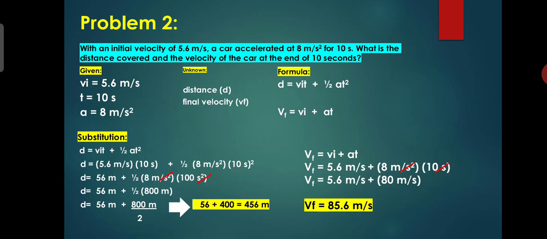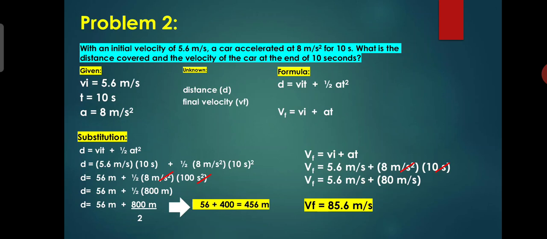And then, yung time is 10 seconds. Acceleration is 8 meter per second squared. Malalaman mong acceleration yan kasi yung unit niya is meter per second squared. Kapag acceleration, naka-squared po yung time. Unknown is the distance and final velocity or the Vf. Now, to compute for the distance, we will be using the second formula, Vit plus 1 half at squared. And for the final velocity, we'll be using equation 1, Vi plus at.